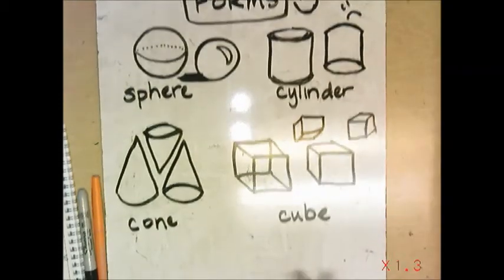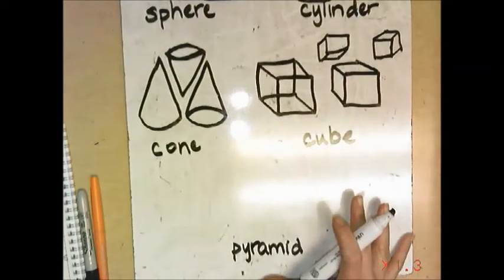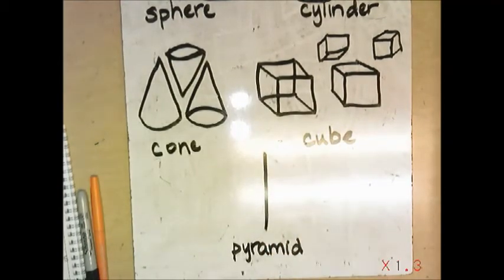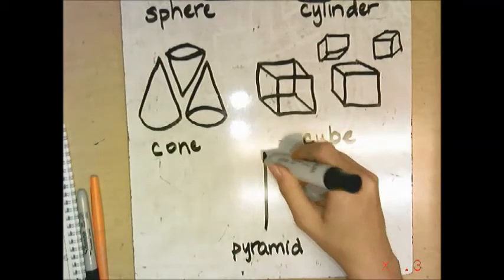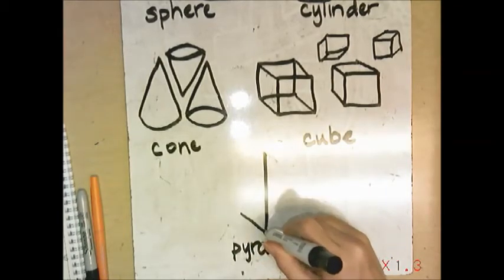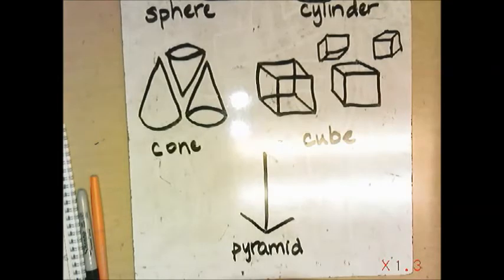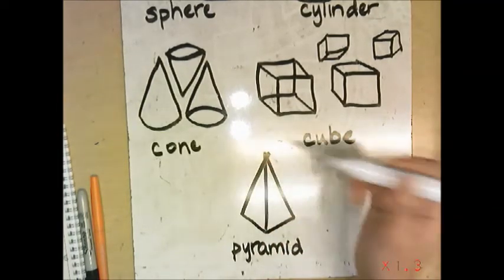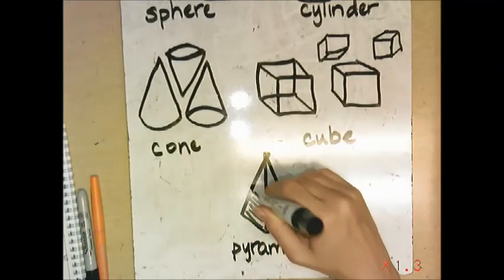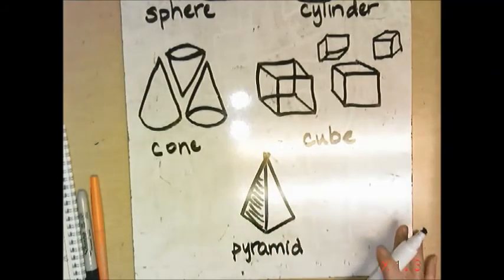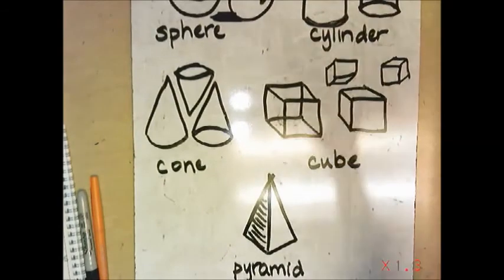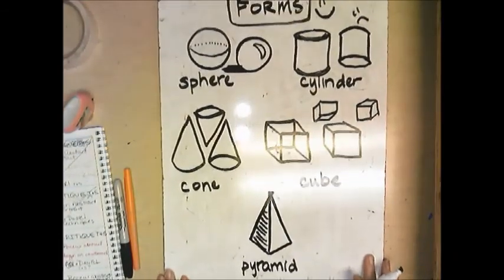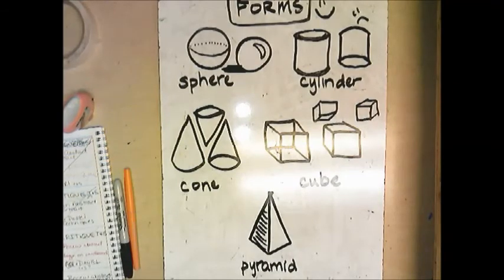Okay? All right. And pyramid. The way that I do a pyramid is I draw one long line and then I make it look like a down arrow like that, and then I connect these with a diagonal and a diagonal, and usually with a pyramid I like to shade one side to show that light is coming on one side, and that's a pyramid. So here is how to draw your basic 3D forms: sphere, cylinder, cone, cube, and pyramid.